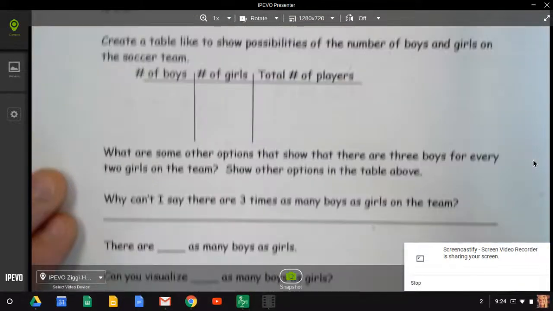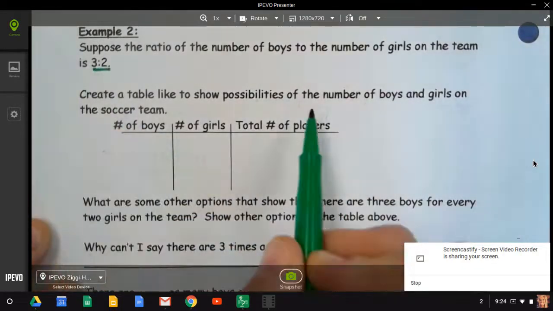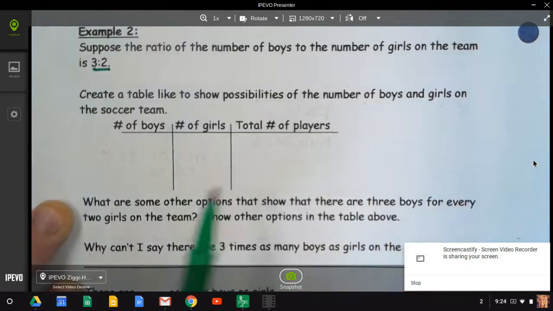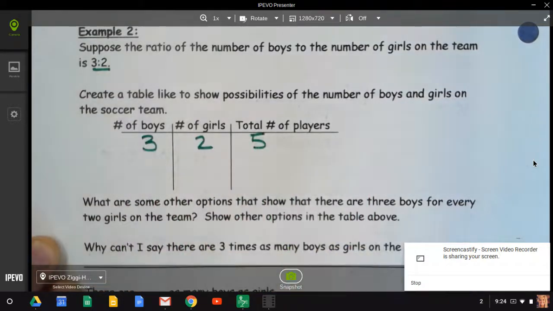Suppose the ratio of the number of boys to the number of girls on the team is now 3 to 2. Create a table to show the possibilities of the number of boys and girls on the soccer team. So we have 3 boys, 2 girls, total of 5 players. What are some other options that show that there are 3 boys for every 2 girls on the soccer team? Show other options in the table.